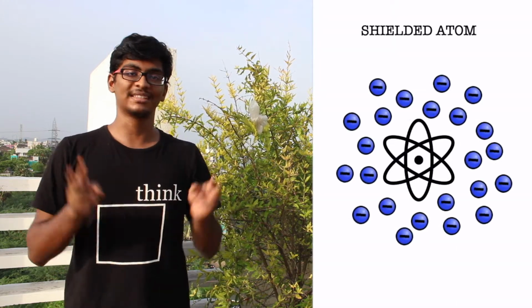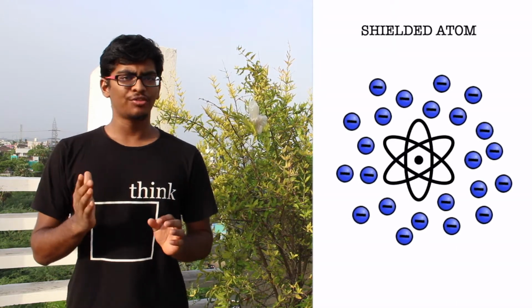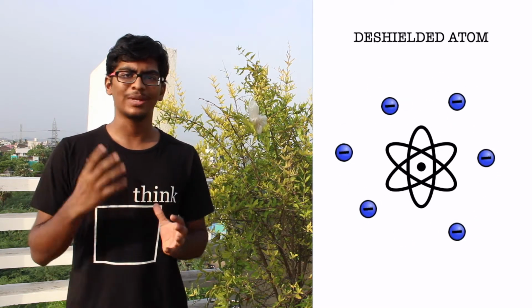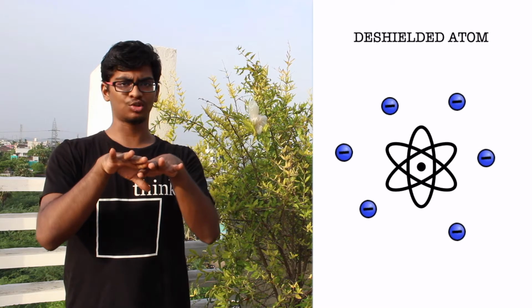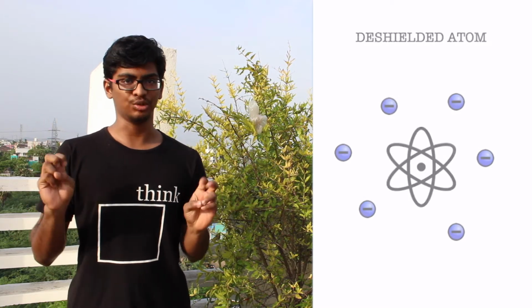It's also important to understand that if an atom is more surrounded by electrons, or if it is shielded, the energy difference between the alpha and beta spins is smaller when compared to an atom that is less surrounded by electrons, or in other words, deshielded. Studying the energy difference between alpha and beta spins is very useful.